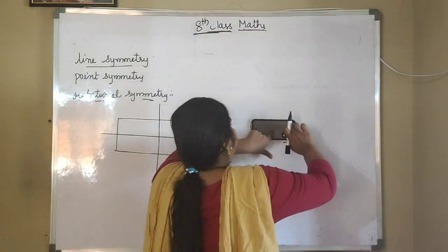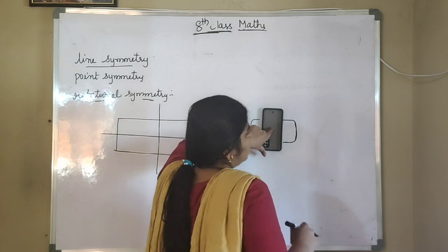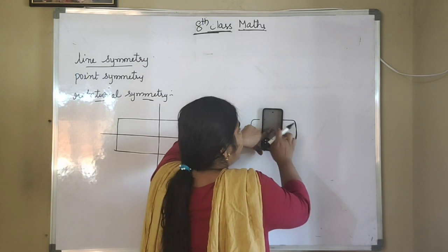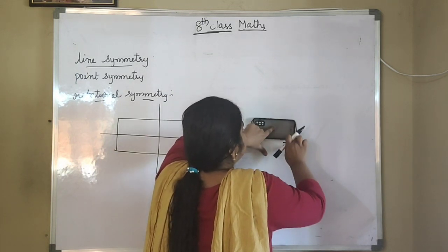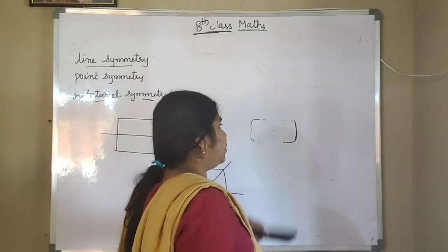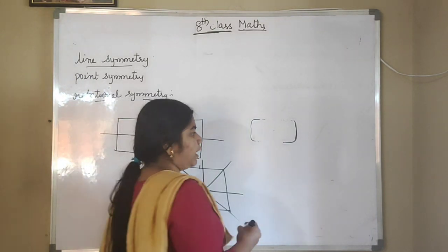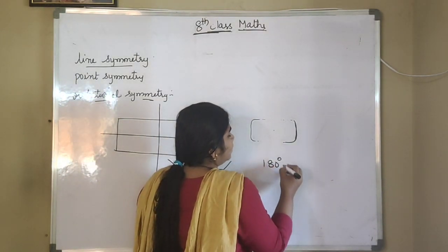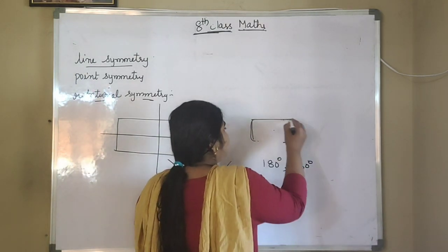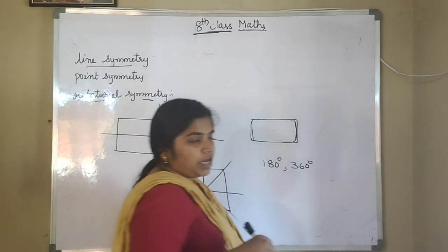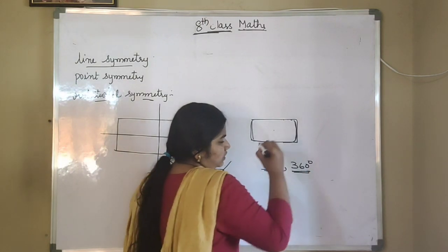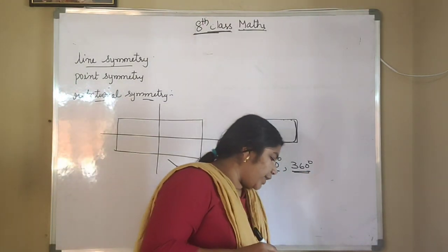Okay, so now again, this is not a rotational symmetry. Again this figure and this figure are not coinciding. Again this is the last, 360 degrees. Again it has come to its original position. So how many times did it come to the original position? Only 2 times it came to the original position, at 180 degrees and 360 degrees. So this rectangular pouch has how many rotational symmetries? It has only 2 rotational symmetries, at 180 degrees and 360 degrees. So this is called rotational symmetry.